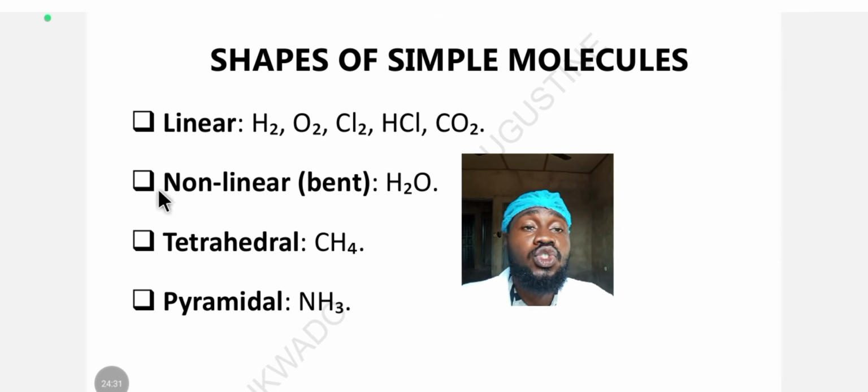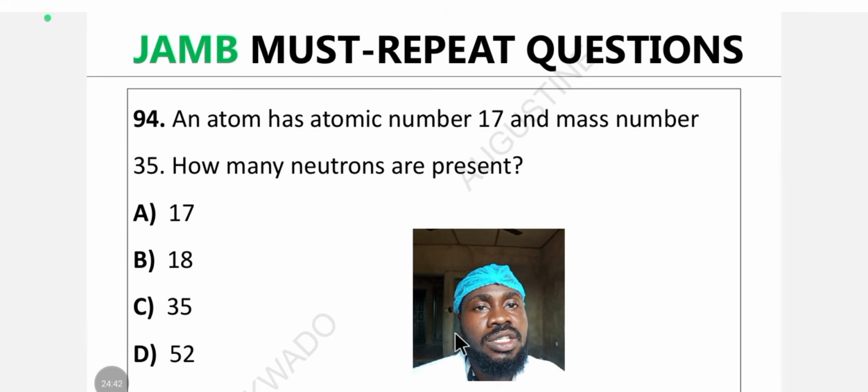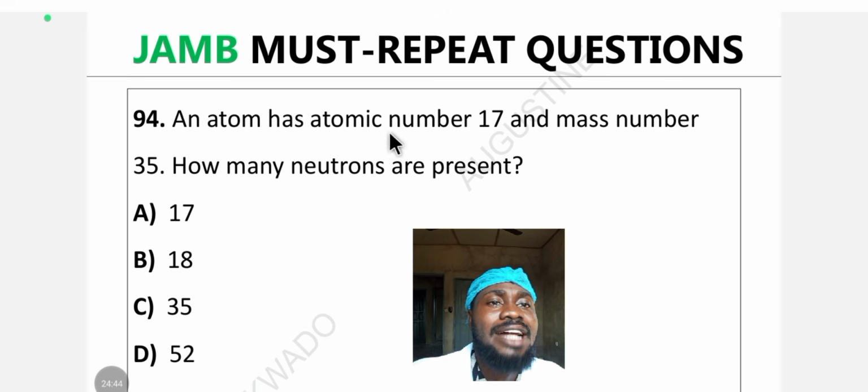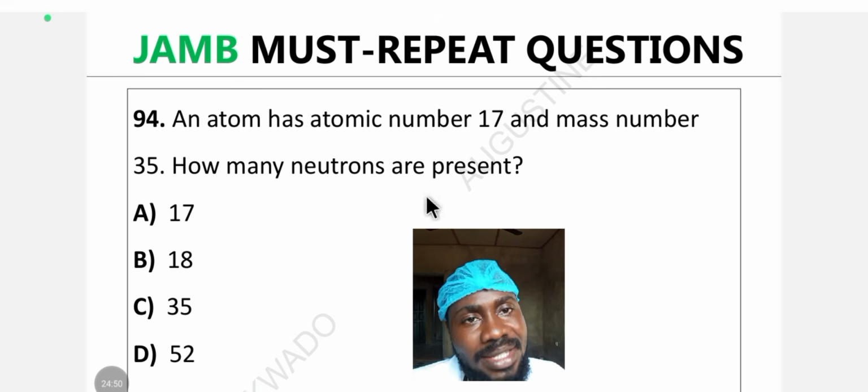All right, now that we have understood the atomic theory, let's quickly take some Jamb must repeat questions to further test the knowledge we've acquired so far. Jamb must repeat questions. Question 94. An atom has atomic number 17 and mass number 35. How many neutrons are present?